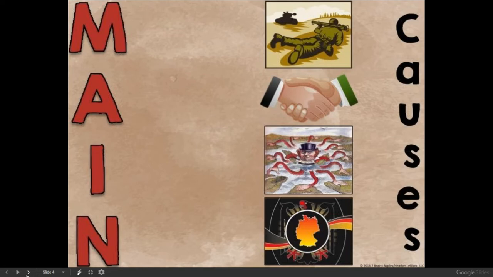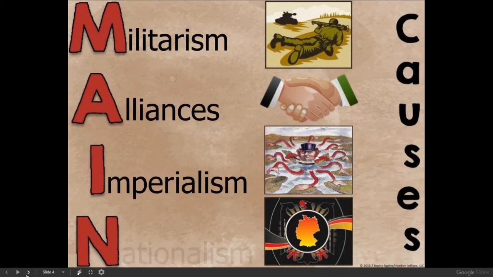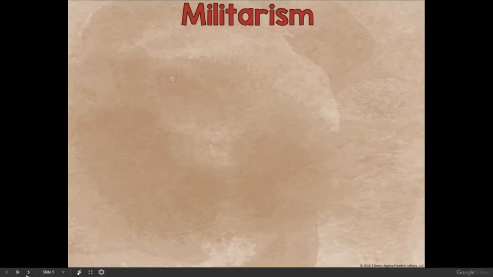So you can remember the causes of World War I by using the acronym MAIN. There are 4 main causes of World War I, and each of those letters stands for one of the causes. So your causes are militarism, alliances, imperialism, and nationalism. So let's talk about militarism.